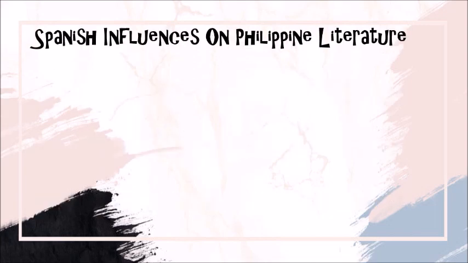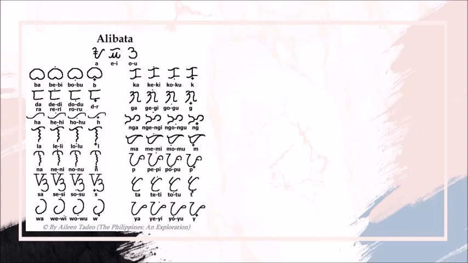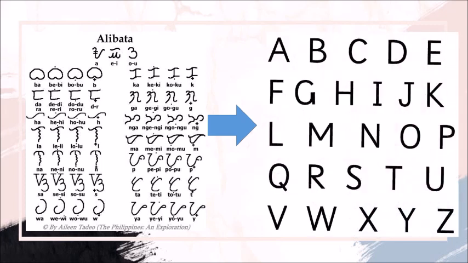First characterization is the Spanish influences on the Philippine literature. So what are the things that the Spaniards influenced us as Filipinos? The first is the Filipino alphabet. The Filipino alphabet is known as the Alibata. During this period, it was replaced by the Roman alphabet.